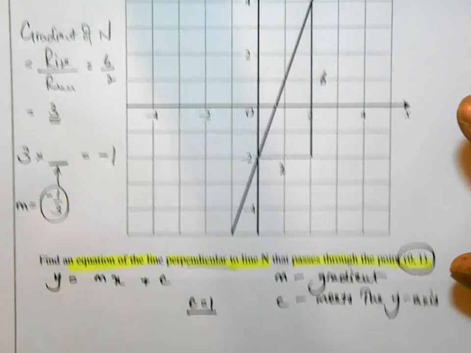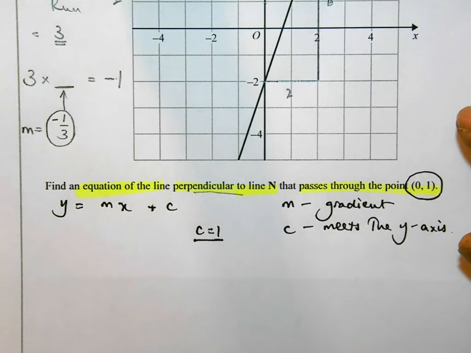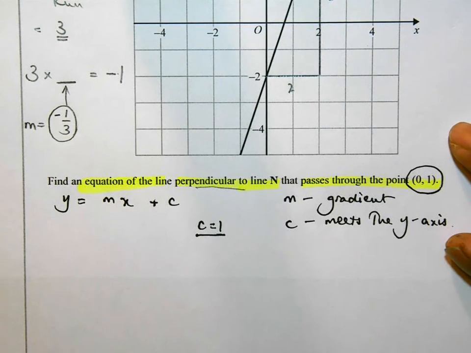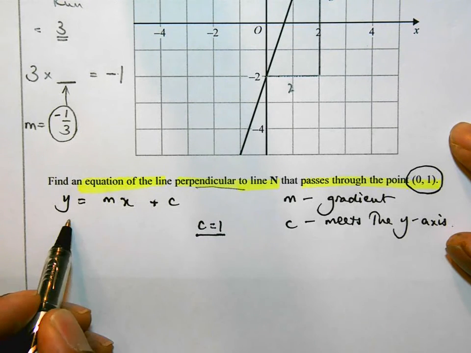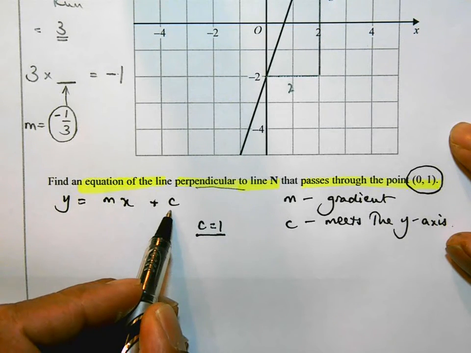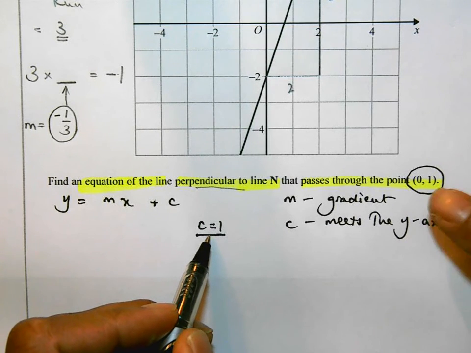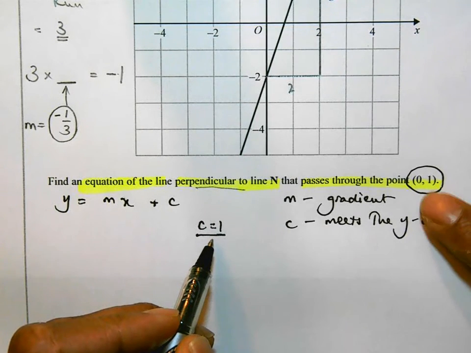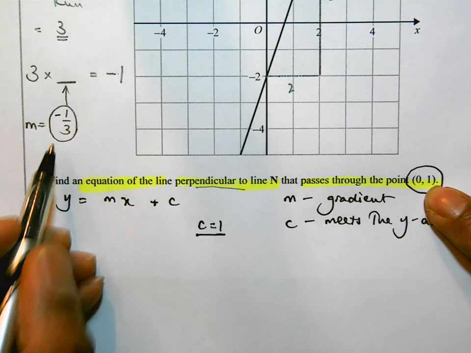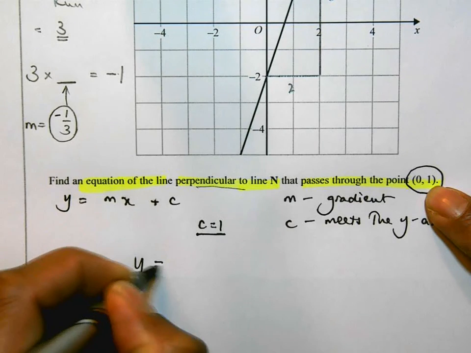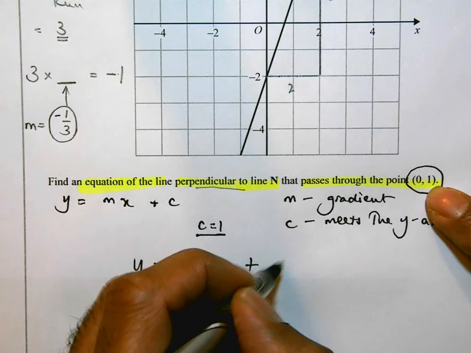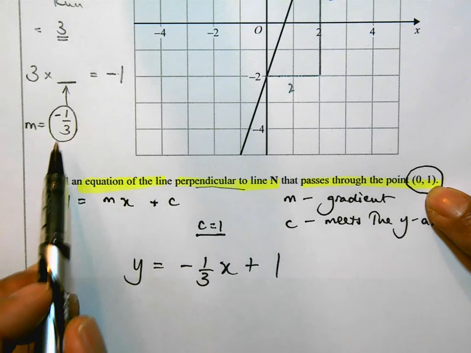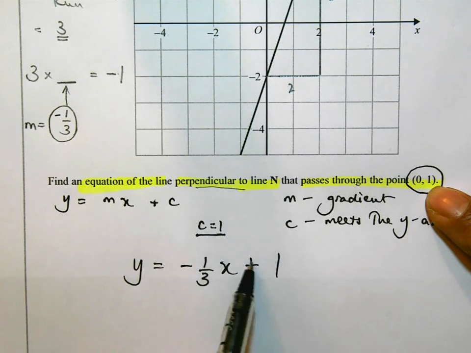So if I shuffle this up, we can write out and look at my answer. Remember I said the equation of a line looks like this, y = mx + c. I needed to find m and c. I've worked out that c is 1 from the fact that my new line is going to pass through (0, 1), 1 on the y-axis. My gradient is -1/3. So here's my answer: y = -1/3 x + 1. I've replaced m with minus 1/3, and I've replaced c with 1.